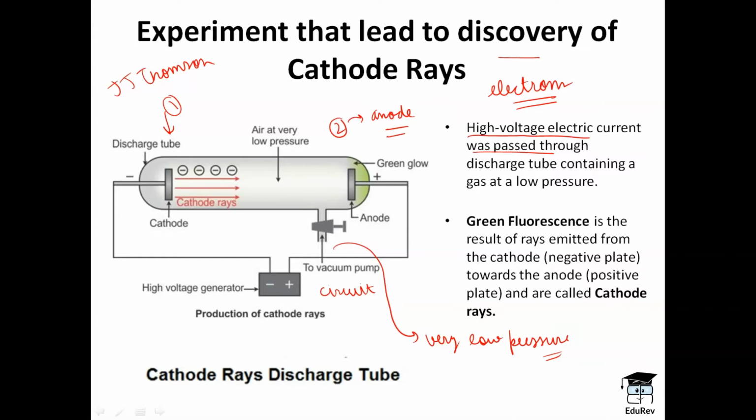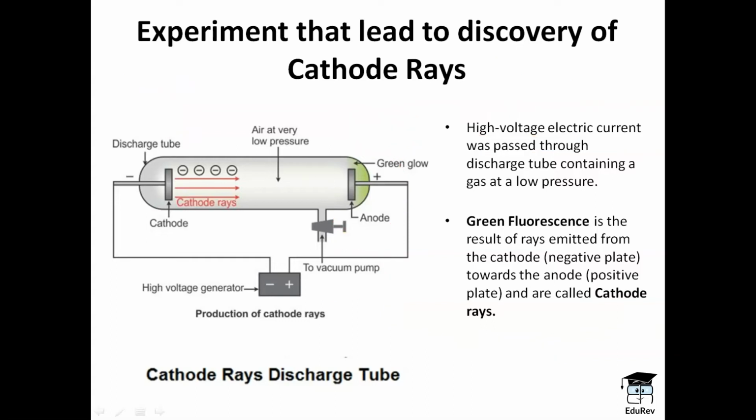And what was the observation? The observation was that a green glow was observed at the anode side. This green glow at anode side was because of the cathode rays. The cathode rays were given the name cathode rays because they emerged from this cathode, which is the negatively charged electrode. And since we observed a green glow at anode only, we got to know that there are some particles in the cathode rays, or the rays which are getting emitted from the cathode, which are getting attracted towards the positively charged electrode, which is the anode.